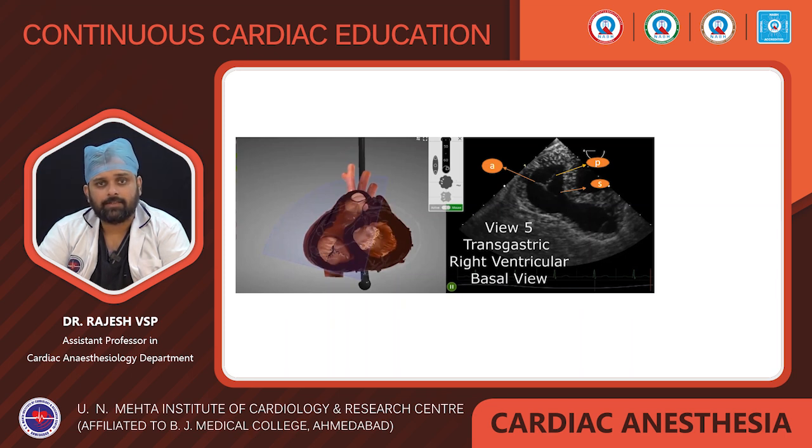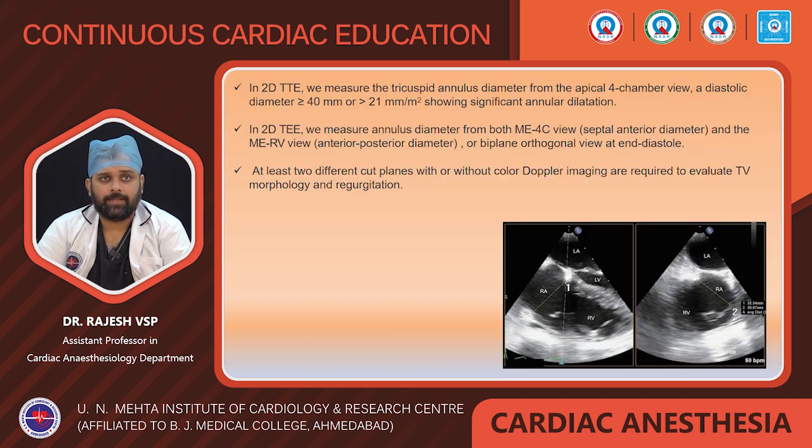In 2D TTE, we measure the tricuspid annulus diameter from the apical 4-chamber view, and a diastolic diameter of more than 40 mm, or more than 21 mm per square meter, shows significant annular dilatation. In 2D TEE, we measure annular diameter from both the midesophageal 4-chamber view and the midesophageal RV view or biplane view. At least 2 different cut planes with or without color Doppler are required to evaluate morphology and regurgitation.